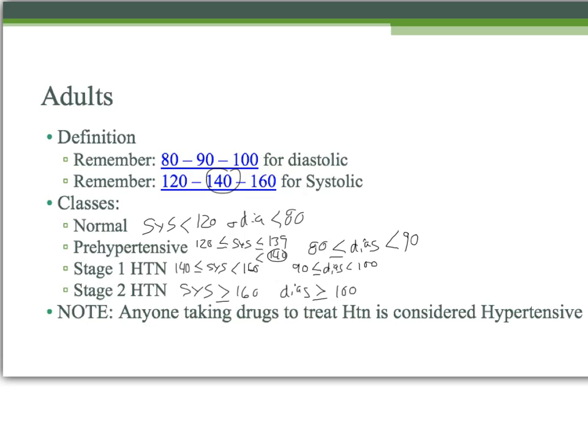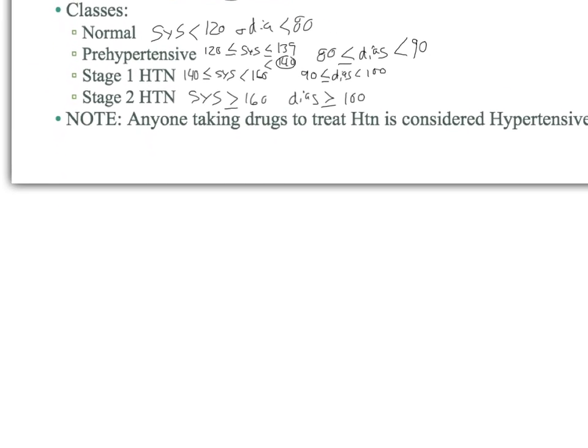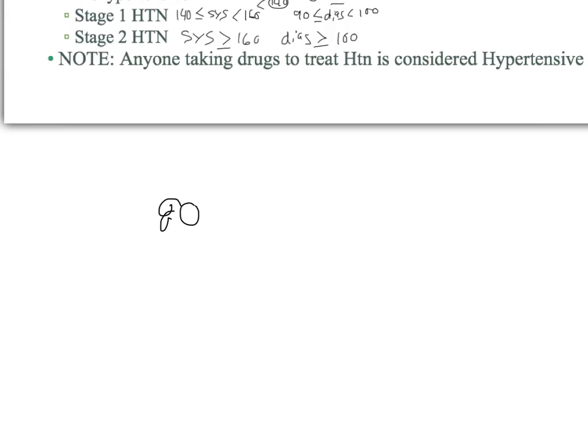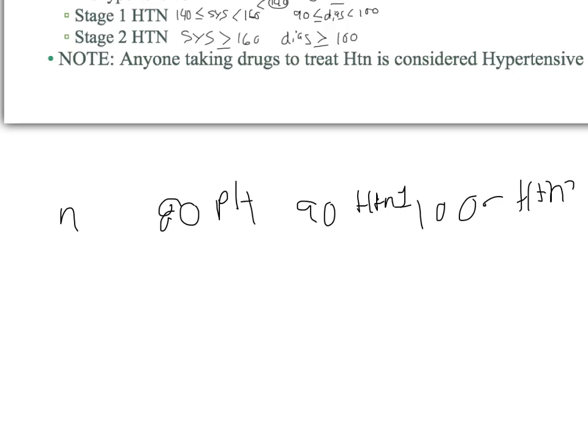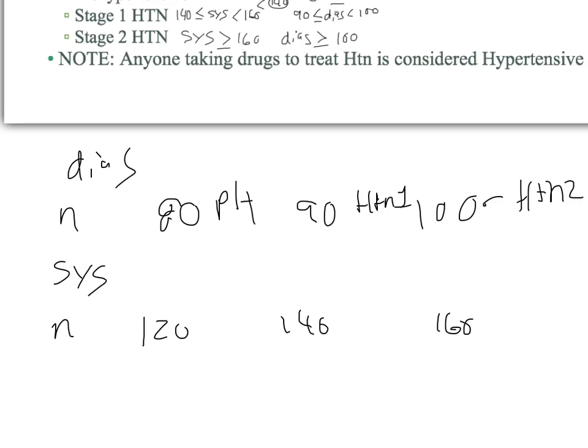And like I said, if we could just memorize these numbers, the 80, 90, 100, 120, 140, 160, this becomes really quick. So we'll just put our numbers 80, 90, 100, and I'll put normal. Then I'll put prehypertensive, hypertensive 1, and hypertensive 2. And that's for my diastolic. And then for the systolic, I'll put 120, 140, 160. And this would be normal. This would be prehypertensive. This would be hypertensive stage 1. And this would be hypertension stage 2.